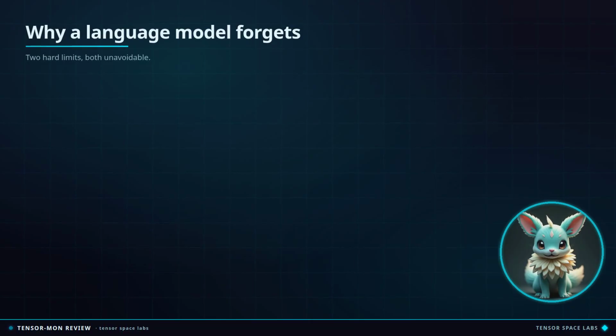A language model is a snapshot. It learned from a pile of text that ended on a specific date. It has not read anything new since. And when you talk to it, it can only look at so many words at once. Those 2 facts are the core of the memory problem.